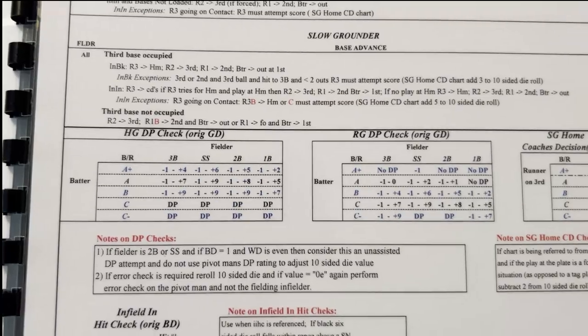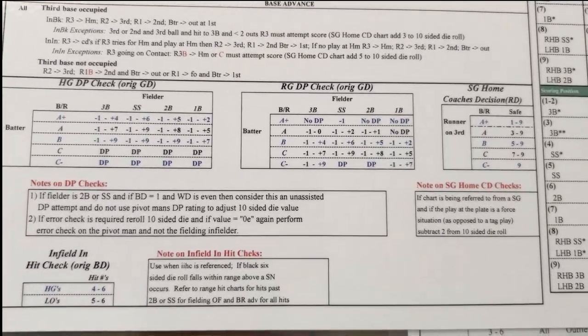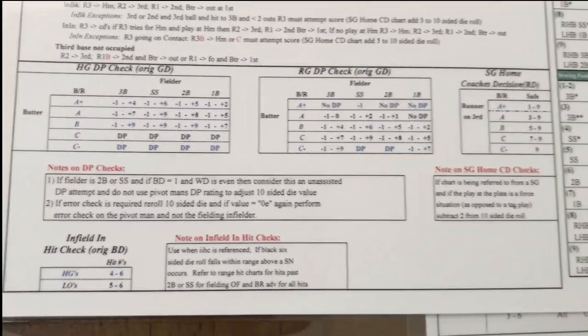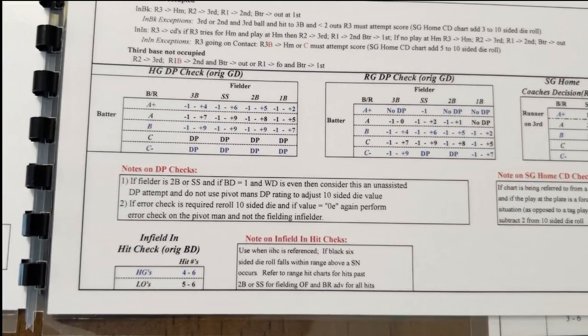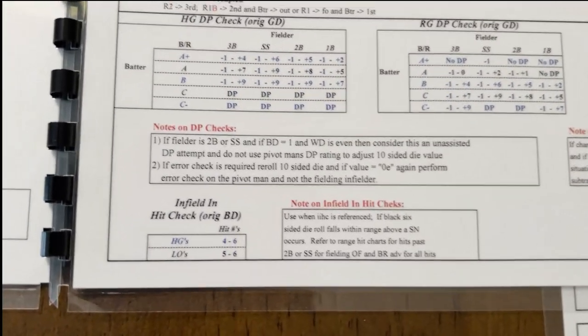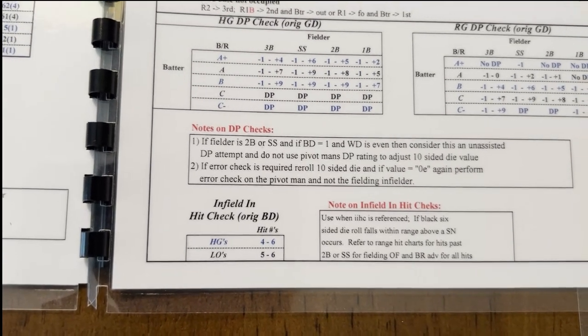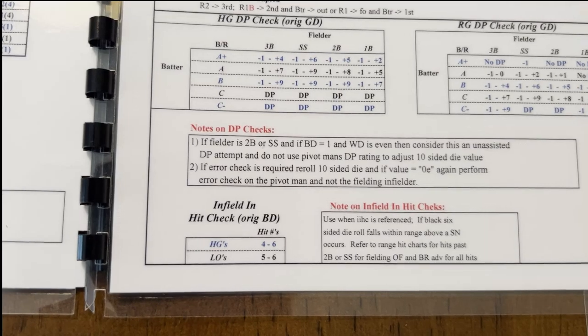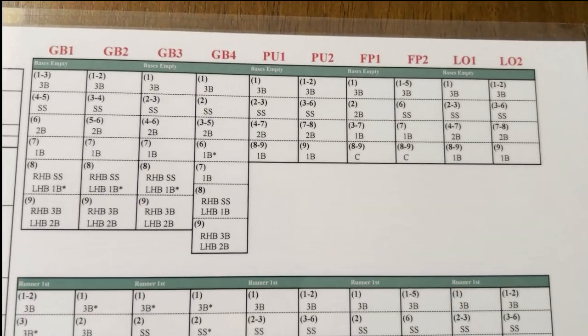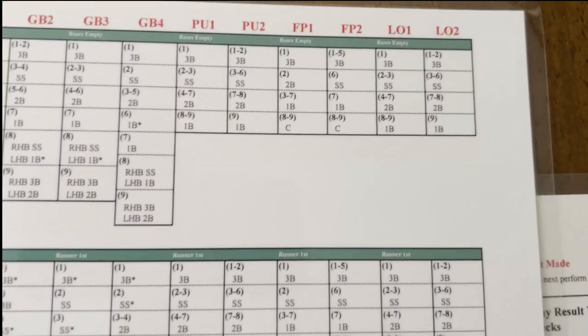Double play checks on hard grounders and regular grounders, where you use the pivot rating sometimes to determine whether it's a double play. If the infield's in, some hard grounders and lineouts are going to get through the infield that normally wouldn't, so you have an additional check there. And then over here are all your different checks for the ground balls, pop-ups, foul pops, and lineouts.